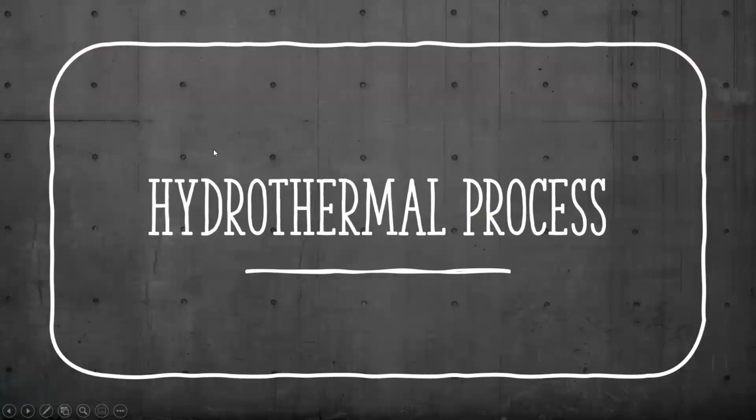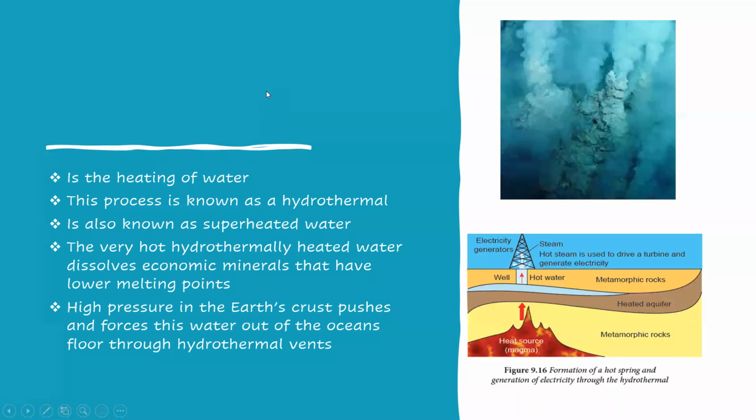And on we go to the last and final topic, hydrothermal process. What is hydrothermal process? Does anyone know? Well, this is the heating of water. This process is known as hydrothermal. It's when hydro is water and thermal means heat. This is also known as superheated water because of its very high temperature, about 700 degrees Celsius. Now that's hot.